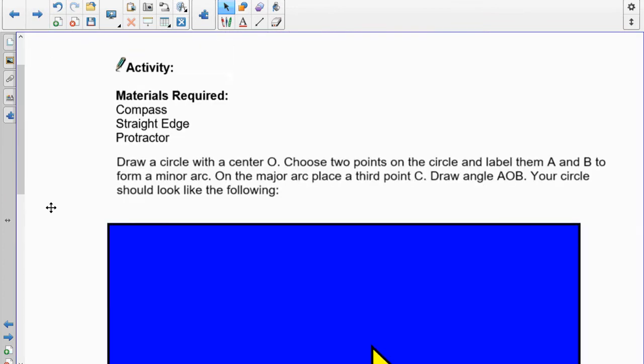Now, I got an exercise for you. I want you to get your compass, your straight edge, and your protractor. I want you to draw a circle with the center O. Make sure you mark the center because you're going to be drawing other things in there. Choose 2 points on the circle, and label them A and B to form a minor arc. On the major arc, I want you to place point C, and I want you to draw AOB. Okay, put the central angle in and the inscribed angle. So pause the recording, and draw that project here.